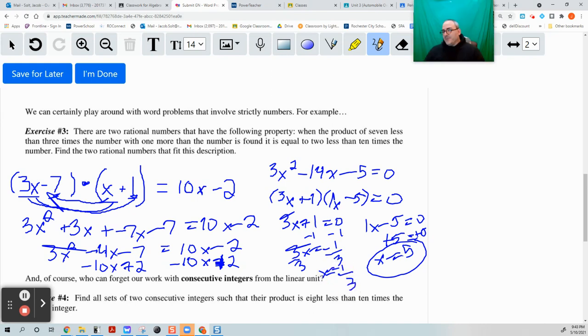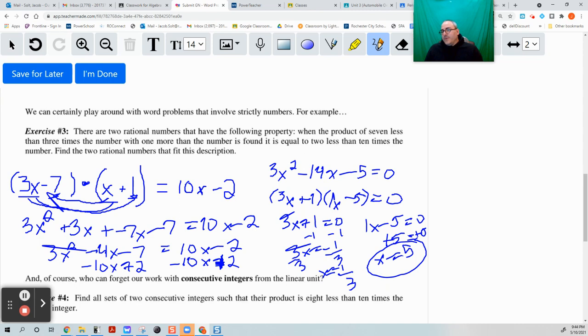So negative 1/3 is not the rational number I'm looking for, right? I'm looking for the 5, because it says it's a rational number, and negative 1/3 is not rational. It's going to be a number without a terminus. So 5 is my boy. 5 is my boy right here.